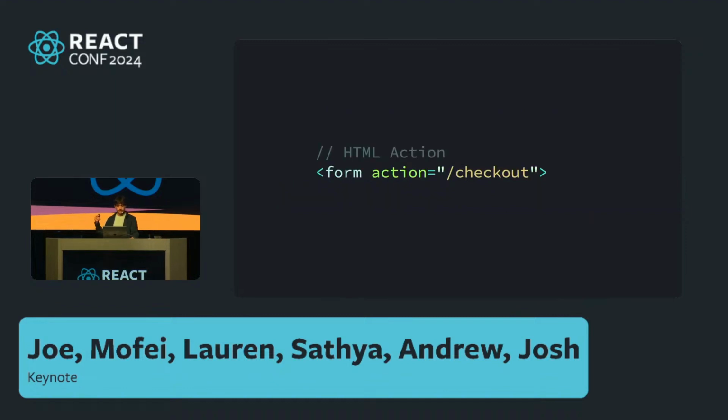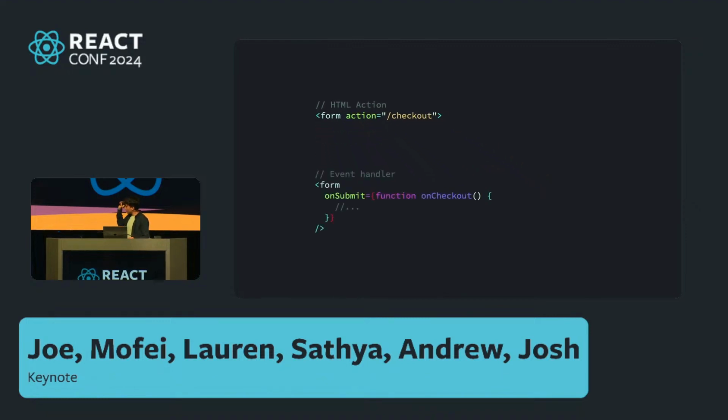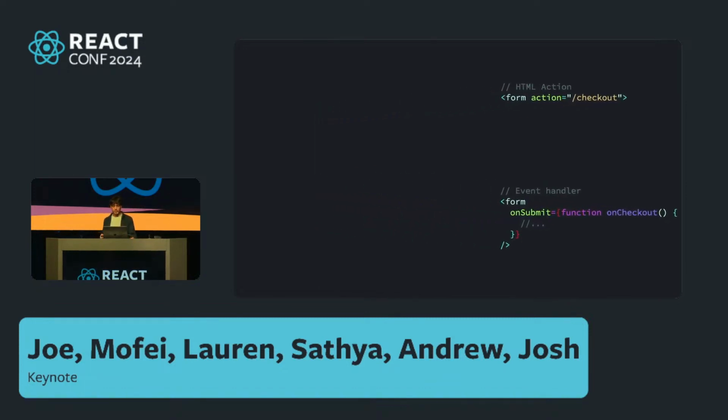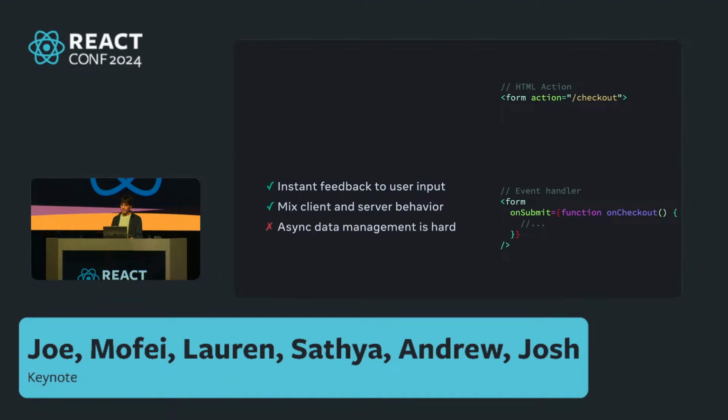Because of this rise in user expectations, code written for the web went from looking like this to looking more like this. And there are some nice things about client-side event handlers. They can be used to implement instant, rich feedback to user input, and they can compose client and server behavior together. However, they also have some downsides. Managing local state asynchronously is super hard and frequently leads to bugs like race conditions. And because event handlers rely on JavaScript, the UI is not interactive until the code loads and runs, which is slow compared to raw HTML and leads to dropped interactions.